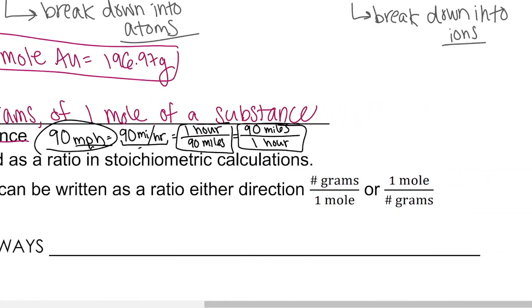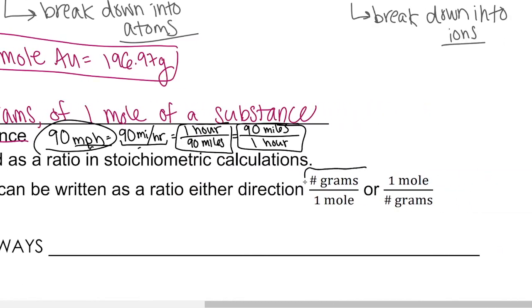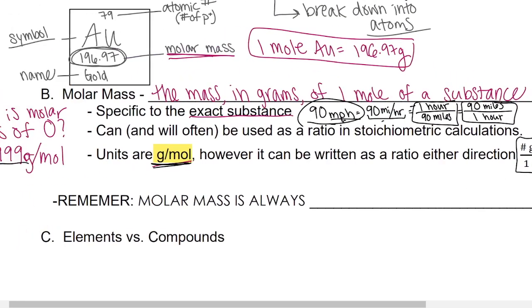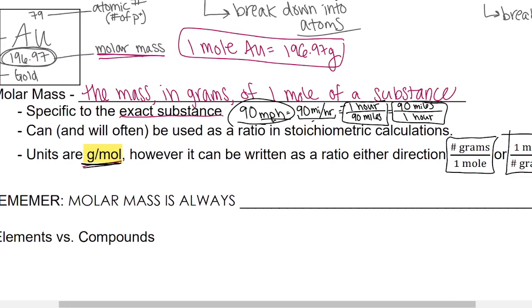And so the other ways that we write this, often we will see it as grams over 1 mole, or 1 mole is equivalent to a certain number of grams, just like here. Miles per hour tells me 1 hour, I want 90 miles. Or if I want 90 miles, I drove for 1 hour. So we use it the exact same way in molar mass. The important thing to remember here is that molar mass is always 1 mole. Just 1.